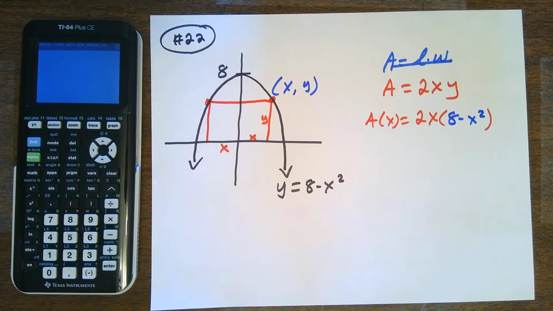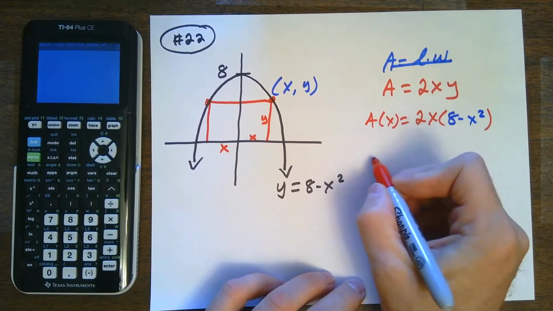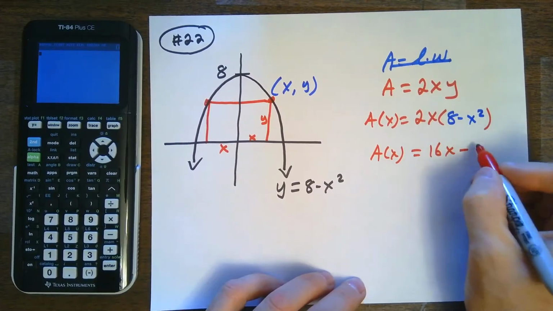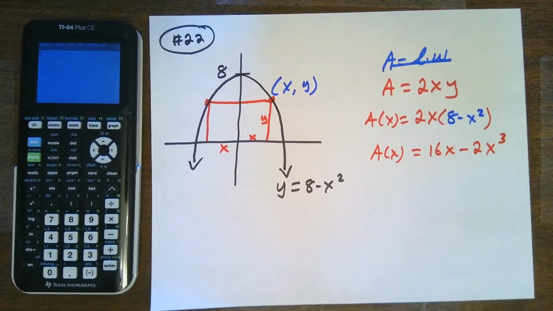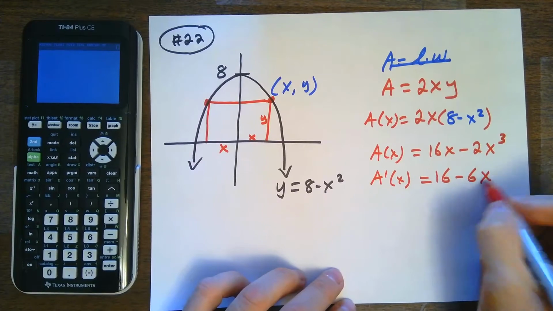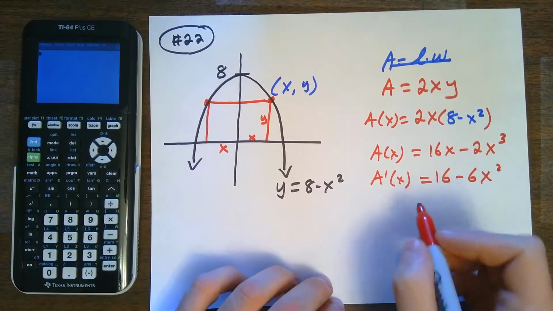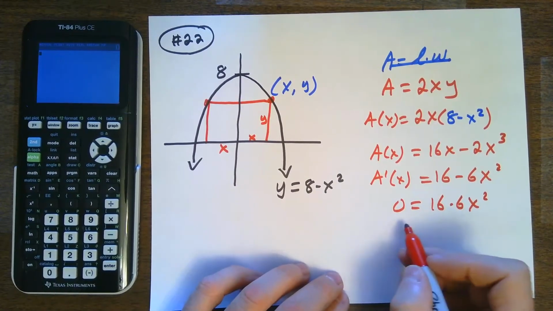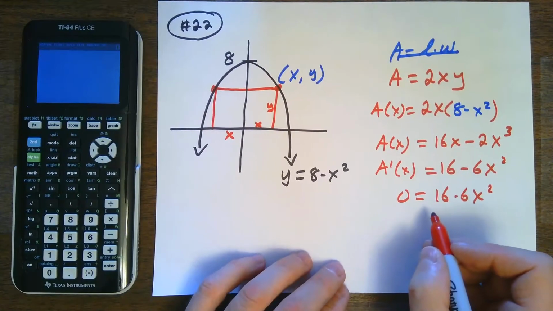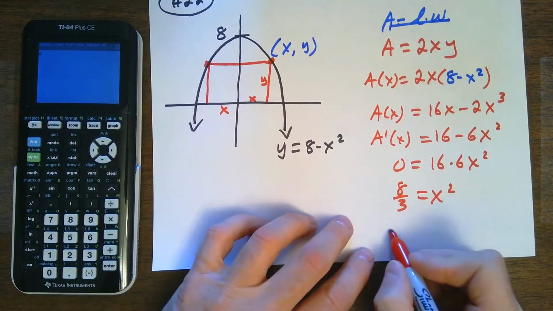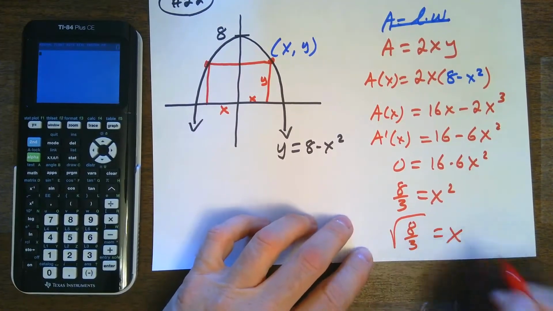Now we know we're going to have to take the derivative here in a moment, so let's go ahead and clean this thing up. I could do product rule, but it seems pretty simple here. 2x times 8 is 16x minus 2x cubed. Take the derivative, and I get 16 minus 6x squared. Set the derivative equal to 0. Subtract 16, divide by negative 6. 16 over 6 is 8/3 equals x squared. Take the square root of both sides, and the square root of 8/3 is x.